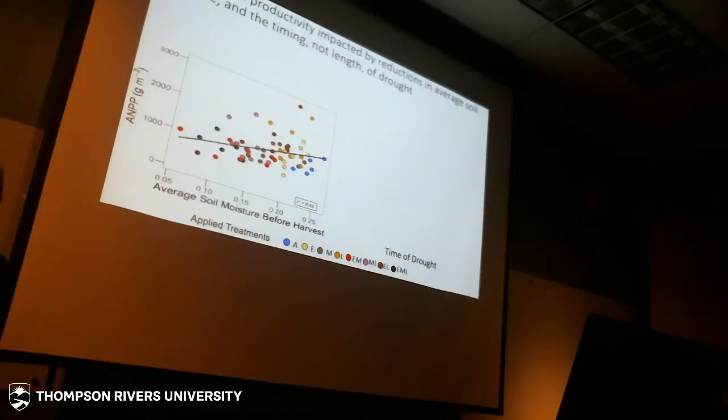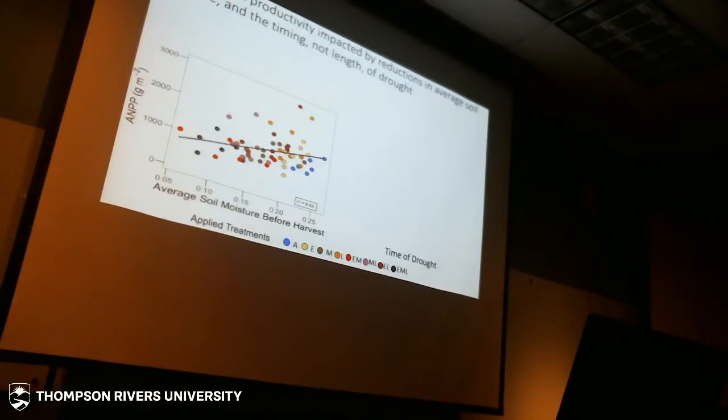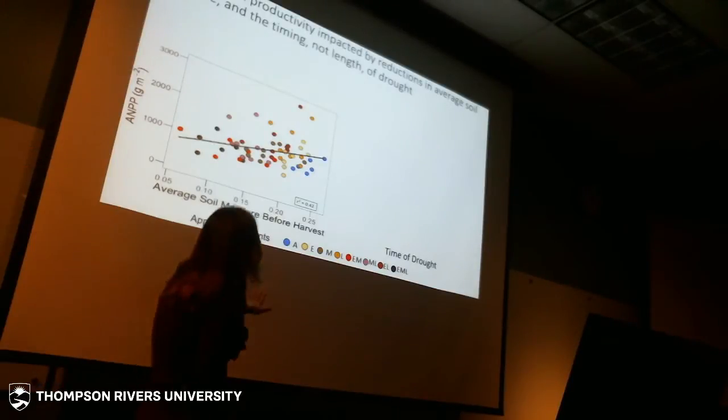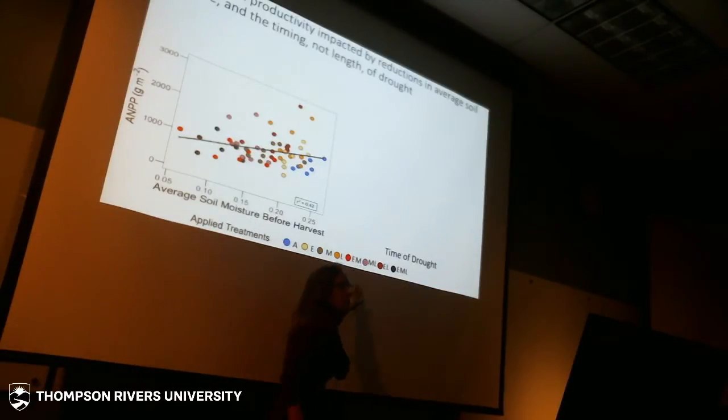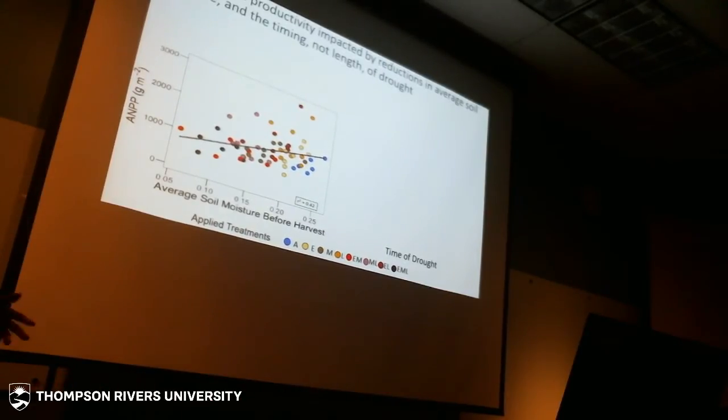I found that above ground productivity was positively related to average soil moisture before the harvest, and a fairly high R-square value for ecological data. But what I also found was that the timing of the drought was more important for productivity responses than the length of the drought. In these next images, I've kept these color schemes the same, but I did a little bit different of analysis. I'm not going to get into the analysis, but I'll show you my bar graphs, and each individual dot on there is my actual observation that I took.